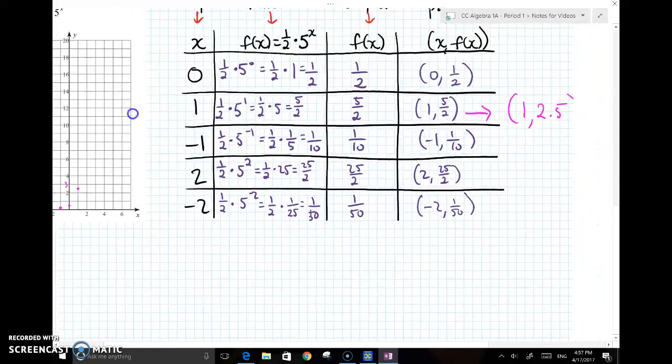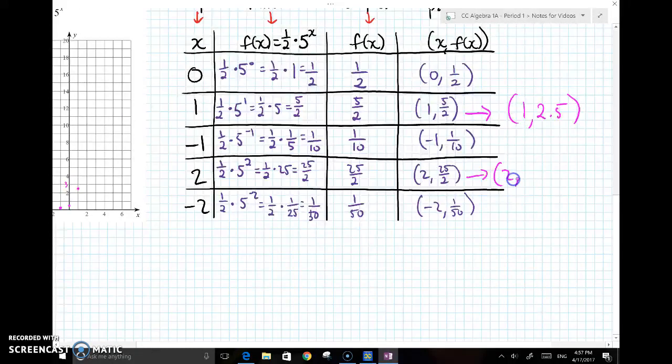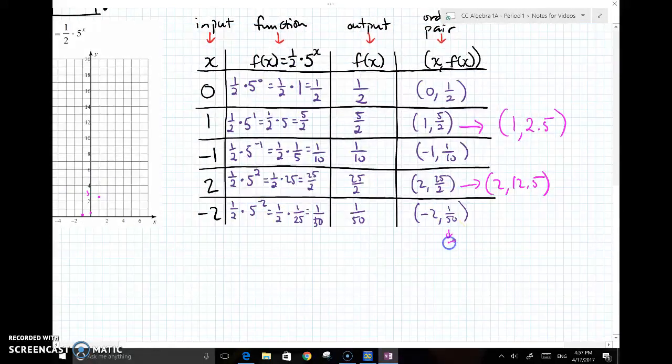2 and 25 over 2. I'm going to transform that into 2 comma. If you divide 25 by 2, what you get is 12.5. Okay, and I'm going to go ahead and leave this out. So I'm leaving out the last row. I decided we're not going to do this one. Okay, this is too small. So we're going to stop at 12.5, 2 comma 12.5.